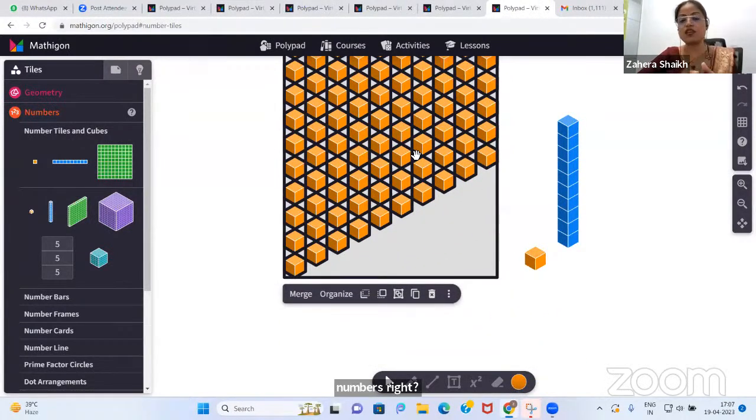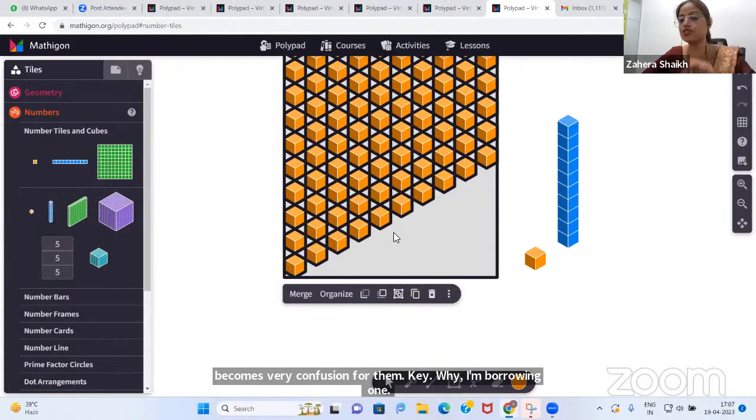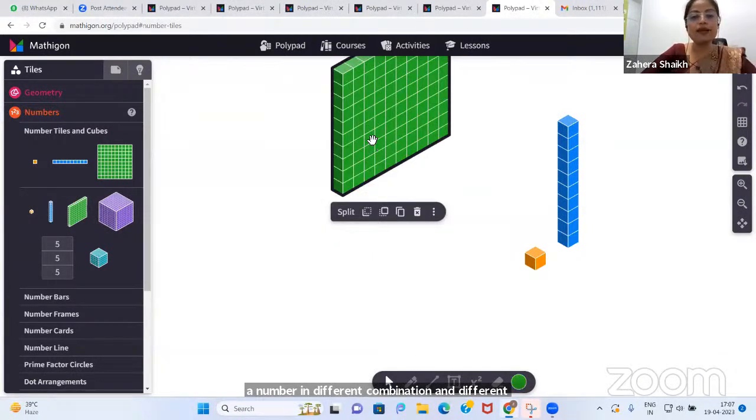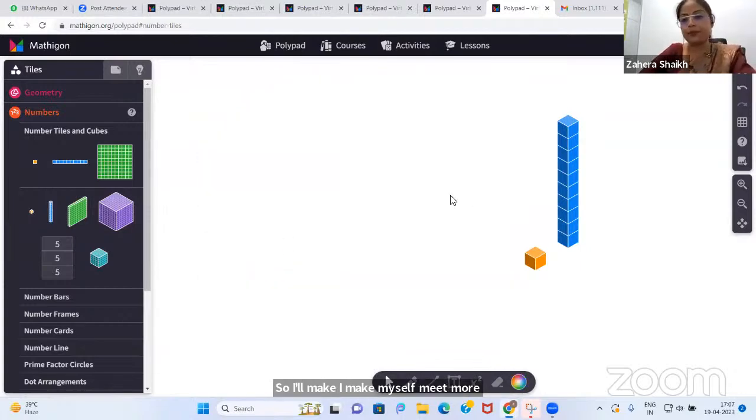When you ask them, you don't have the bigger number to subtract, so you have to borrow from your hundreds place or tens place, and we ask them to write 1 over the tens or hundreds, it becomes very confusing for them. Why am I borrowing 1? So if they have practice representing a number in different combinations and representations, it will be easier for them to use that concept, right? Let me make myself clearer with a few examples.